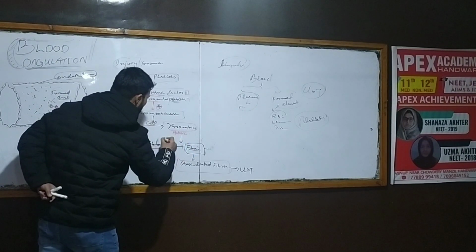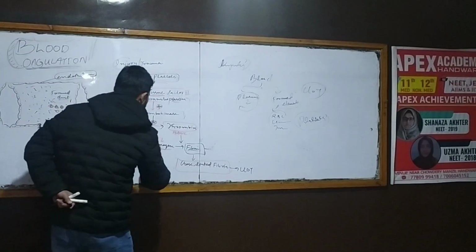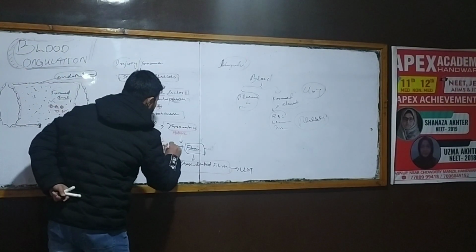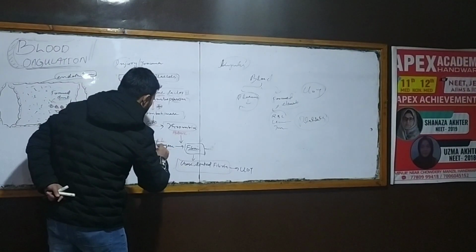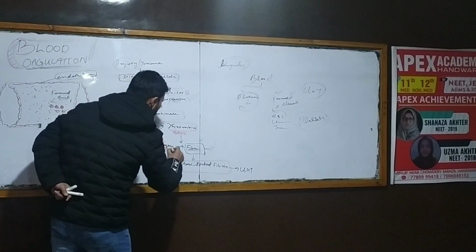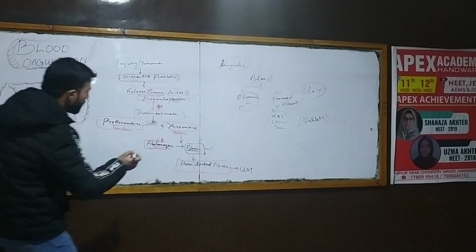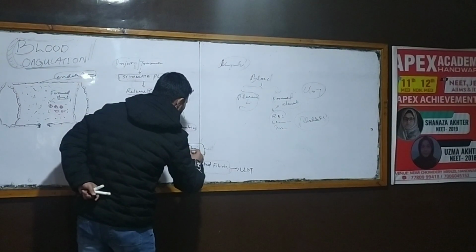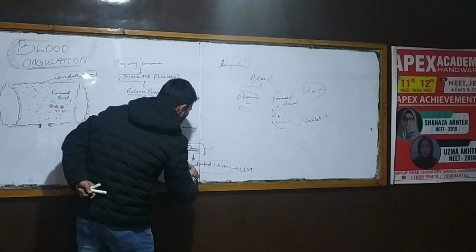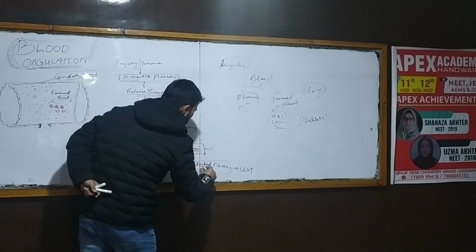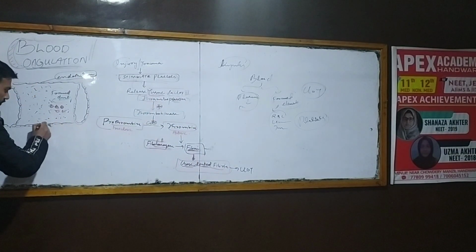This thrombin acts on fibrinogen. Fibrinogen is a clotting factor. This fibrinogen is converted into fibrin. Right? This fibrin is an active molecule here, right? This fibrin forms the cross links. Cross-linked fibrin. Suppose this is the area of injury, right?